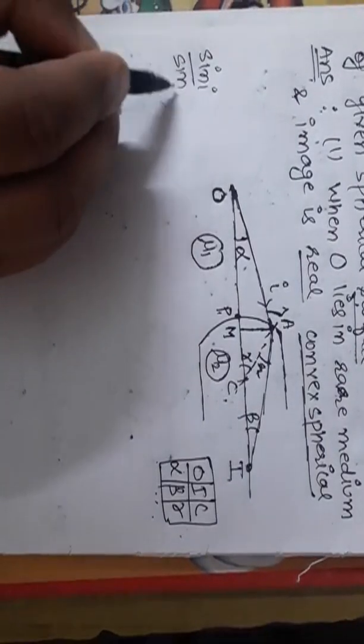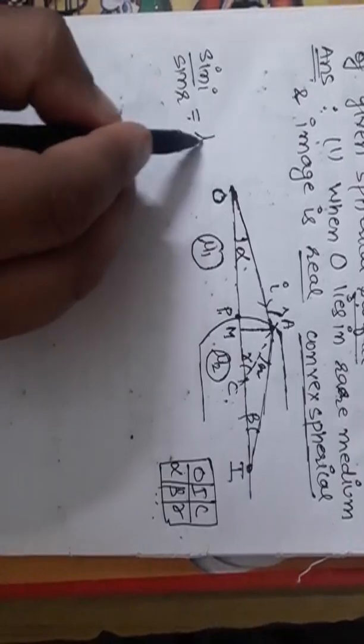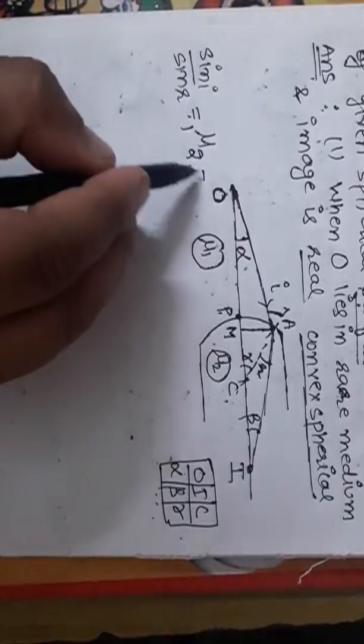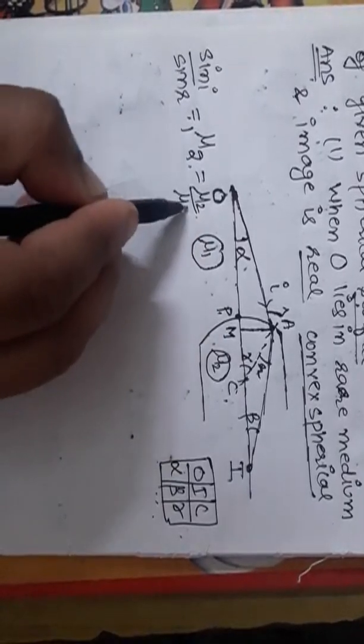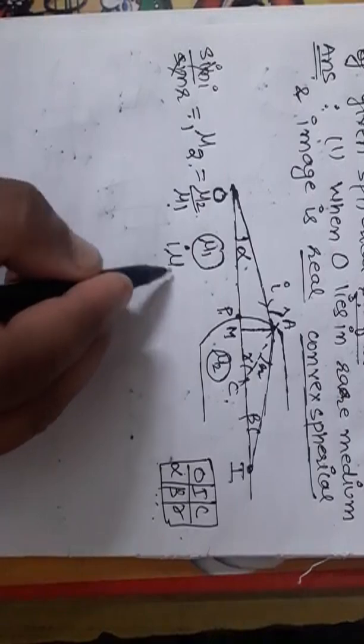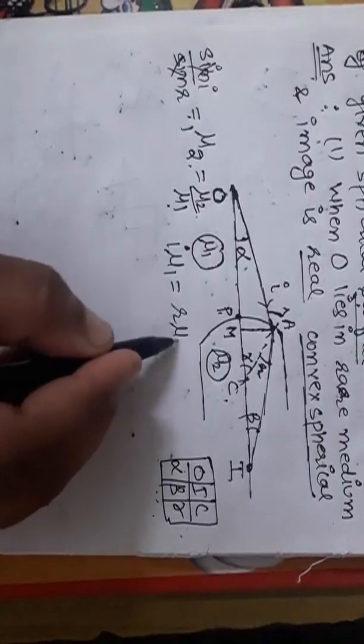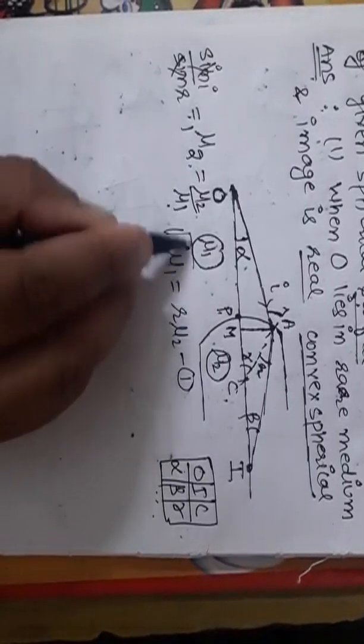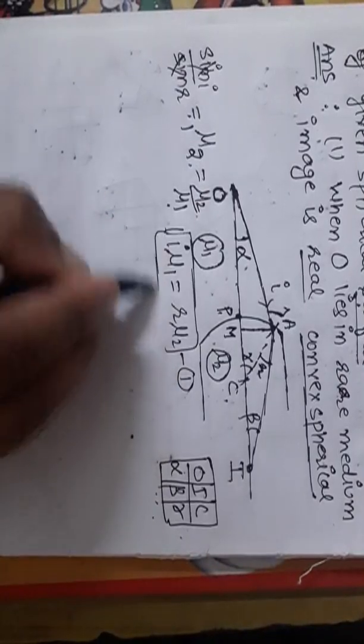Okay, so first let us apply Snell's law. Snell's law says sin i upon sin r. Light goes from 1 to 2, so this may be written as mu2 by mu1. If the angle is small, sin can be neglected. Just cross multiply: mu1 into i equals mu2 into r. This is my equation number 1.